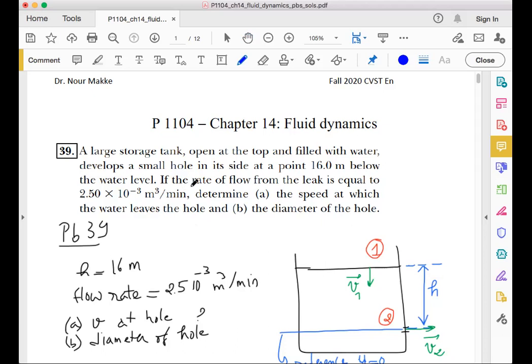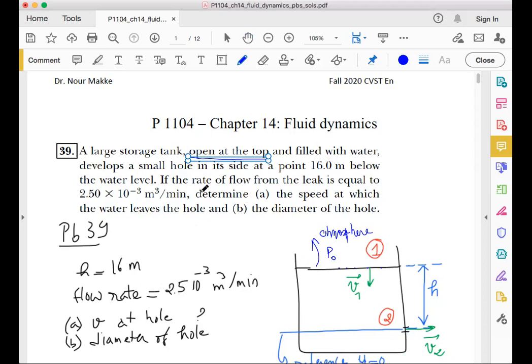So let's start first by commenting. When they say that the large tank is open at the top, that means that this surface is open to the atmosphere. So if you take any point on the surface and measure the pressure, the pressure measured at any point is nothing else than the atmospheric pressure, which is P naught.